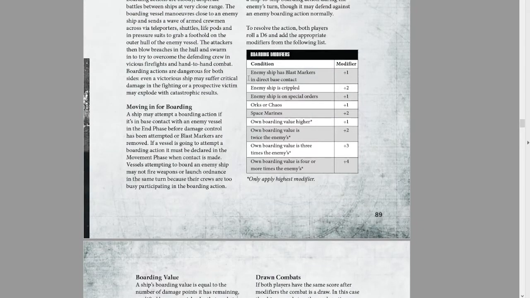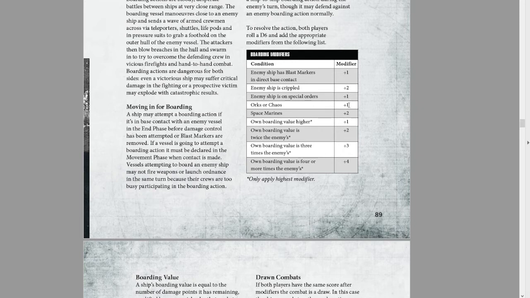Now, this boarding table. These are the important things that you have to consider. If your enemy ship has blast markers in direct base contact, they get a +1. That means you or them. So if you both have blast markers on your bases at the moment of boarding in direct base contact, this is completely a wash. They get +1, you get +1. The enemy ship is crippled, +2 to your benefit. Again, if you are also crippled, it's a wash. The enemy ship is on special orders. Again, a +1. In the end, it becomes a wash if you are both on special orders.